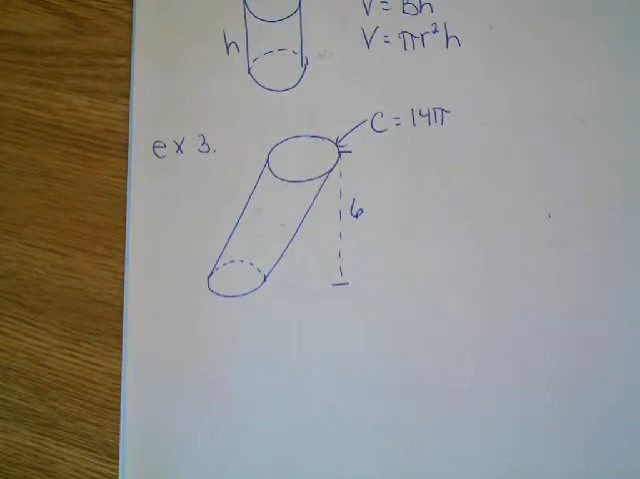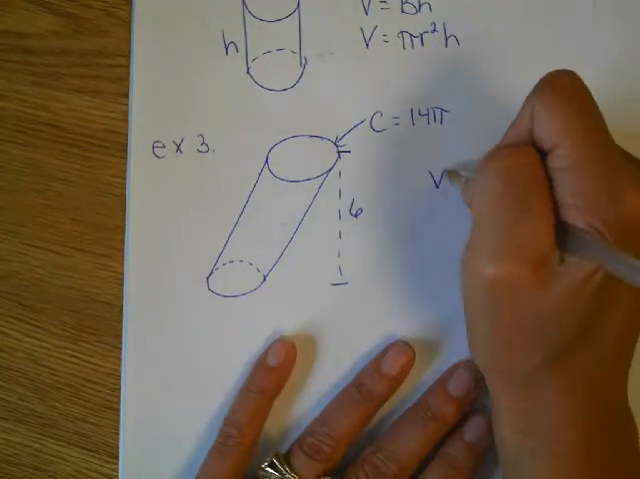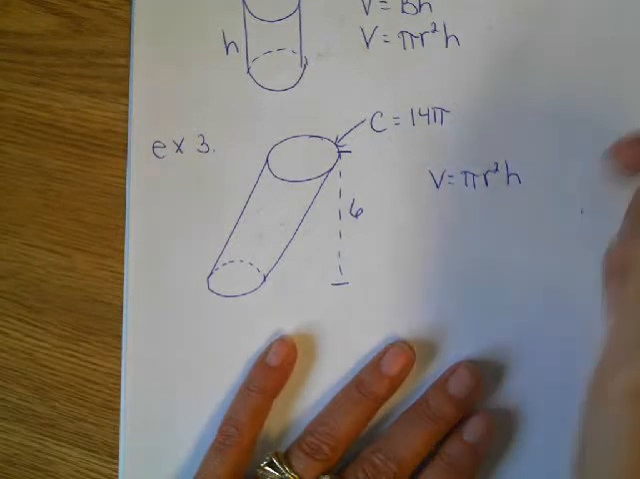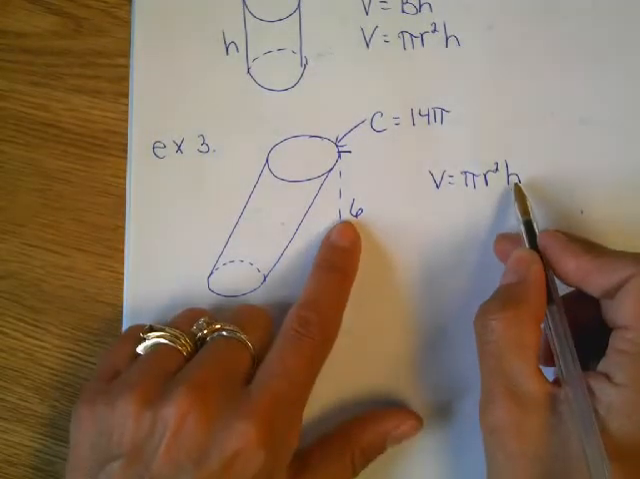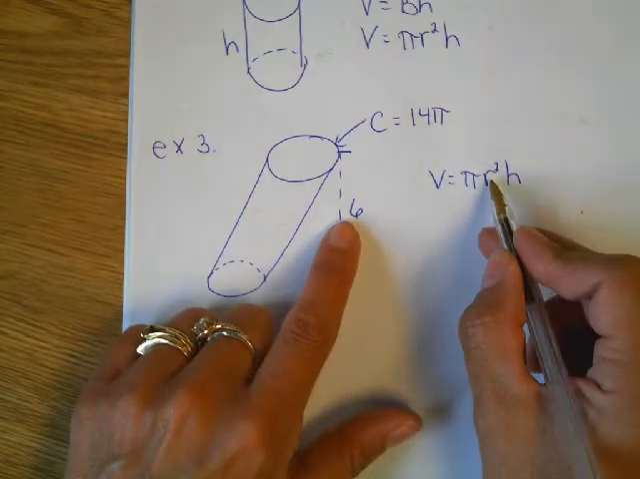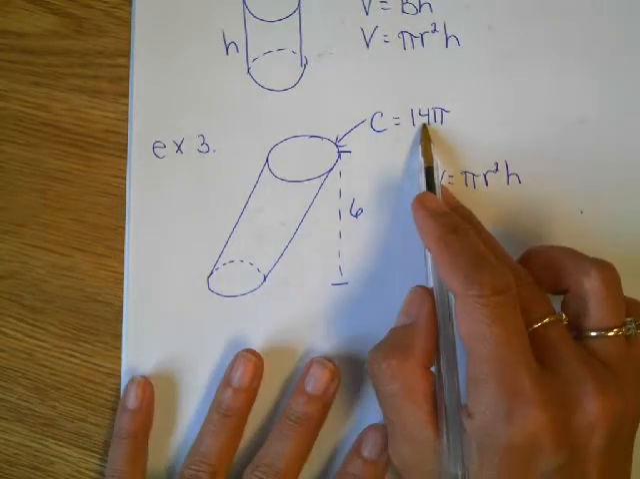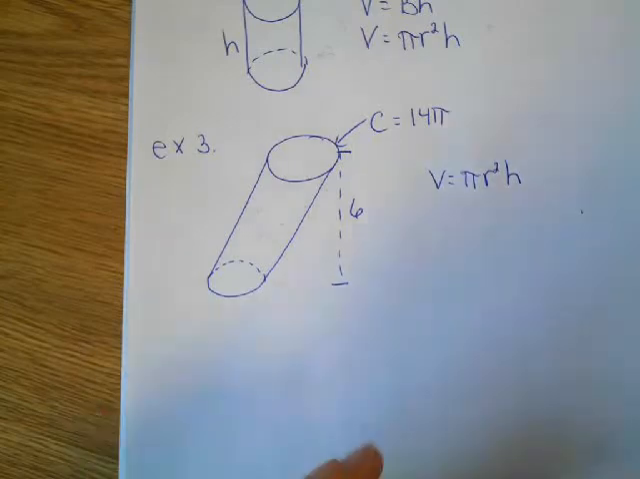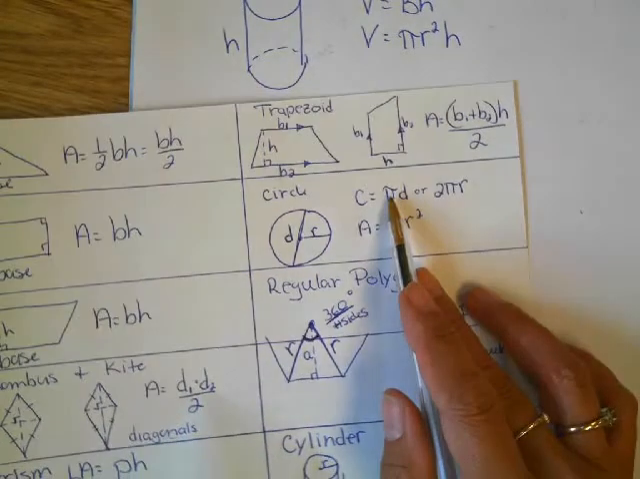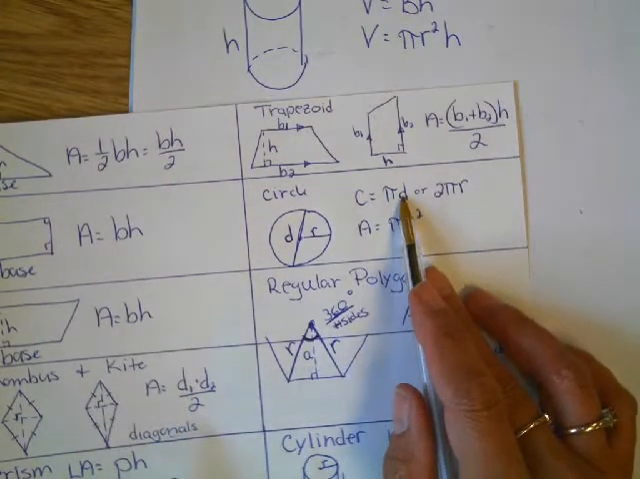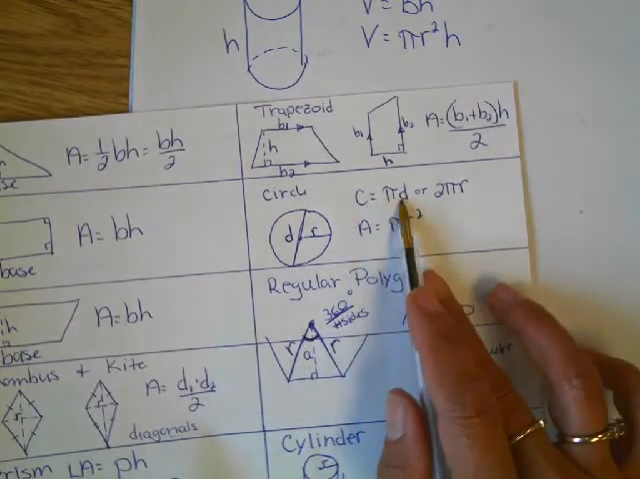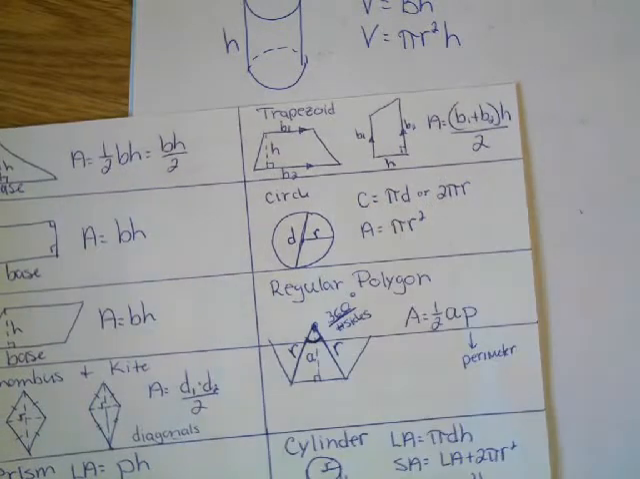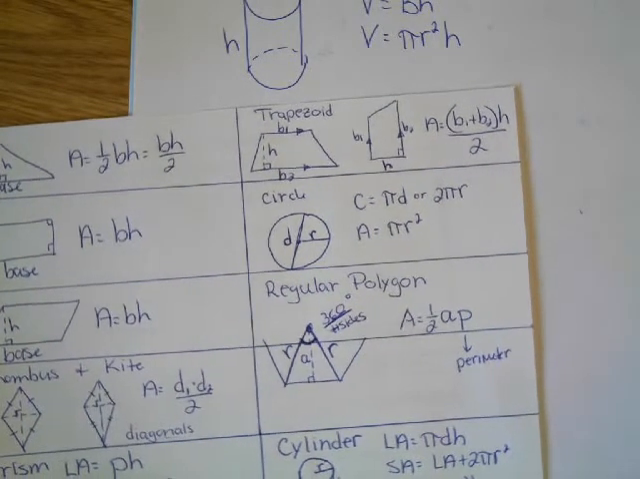Your goal is to find the volume. The volume of a cylinder, pi r squared h. I gave you the height over here, 6. Our goal is to get that radius, and the radius is hidden inside of the circumference. So we got to work backwards. Remember, circumference is pi times diameter. So if I set up a little equation where I substitute in the 14 pi here, I'll be able to solve for diameter and then get the radius.